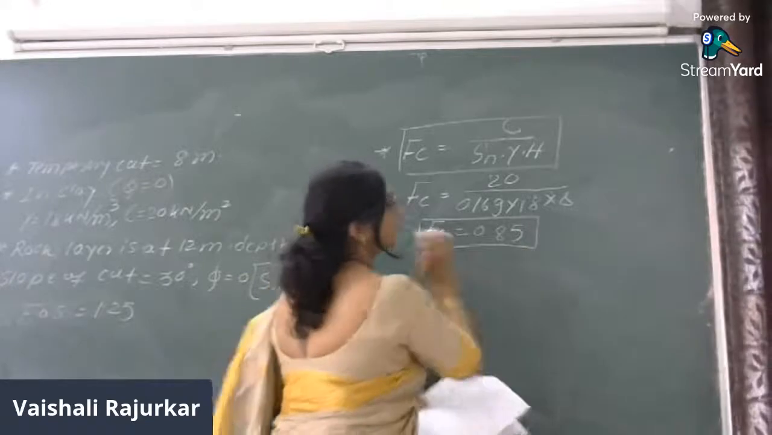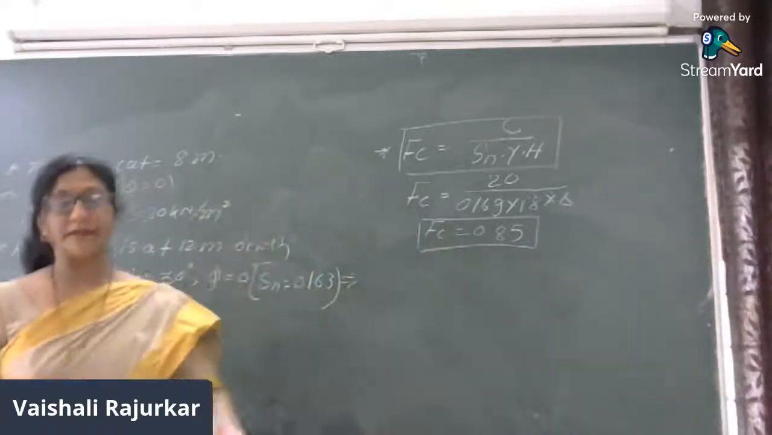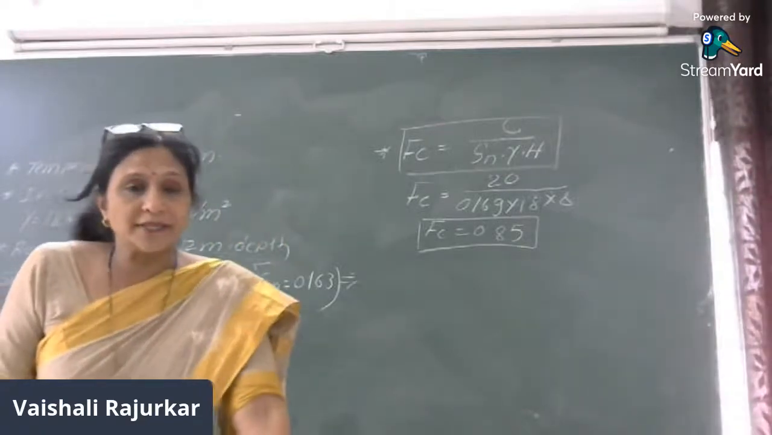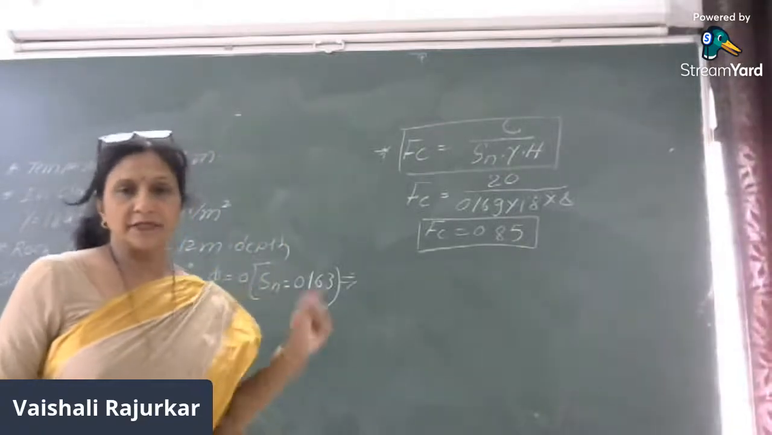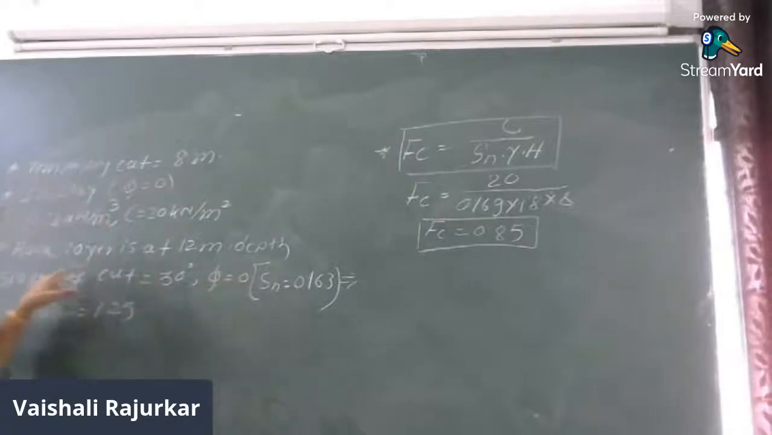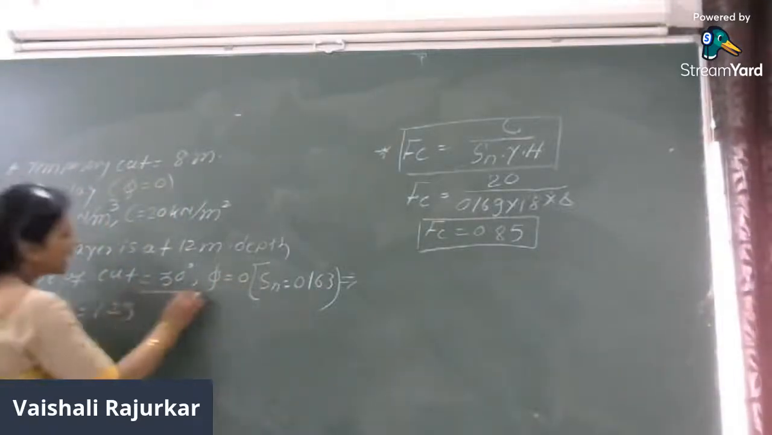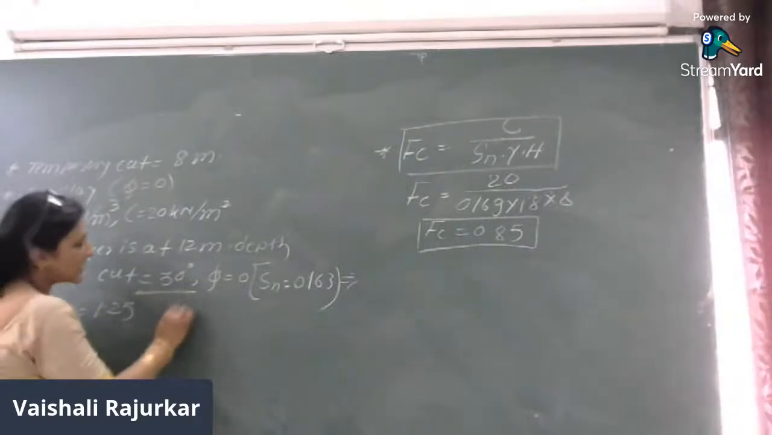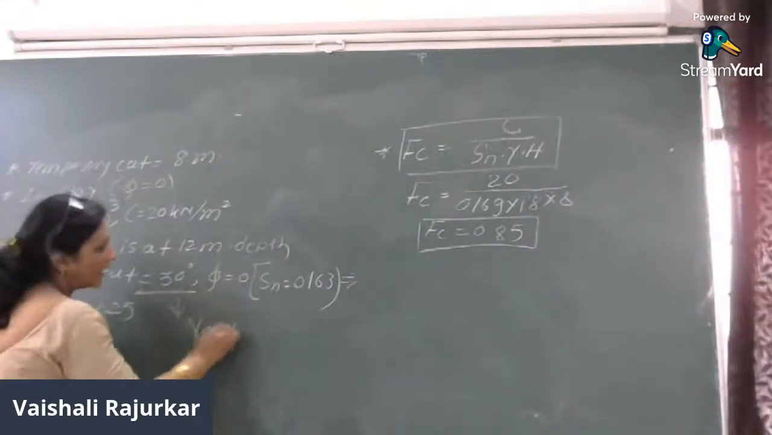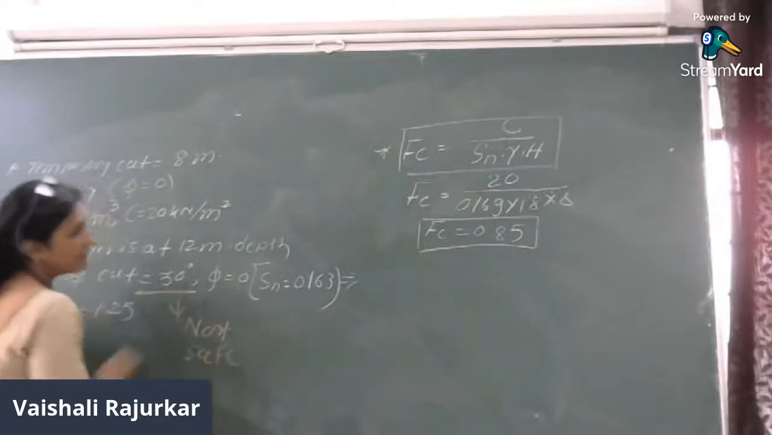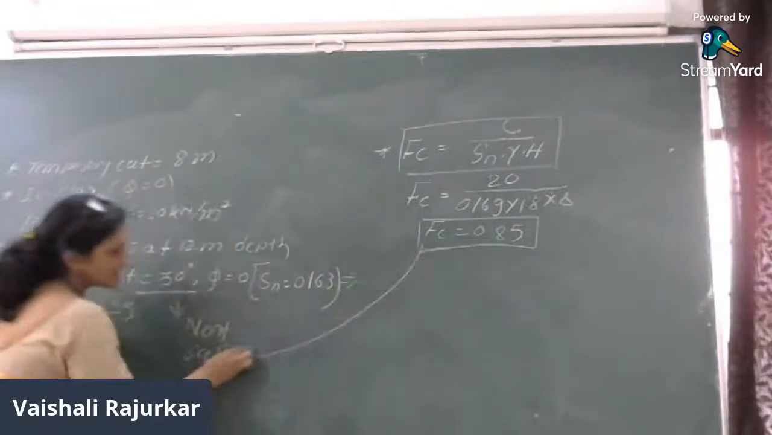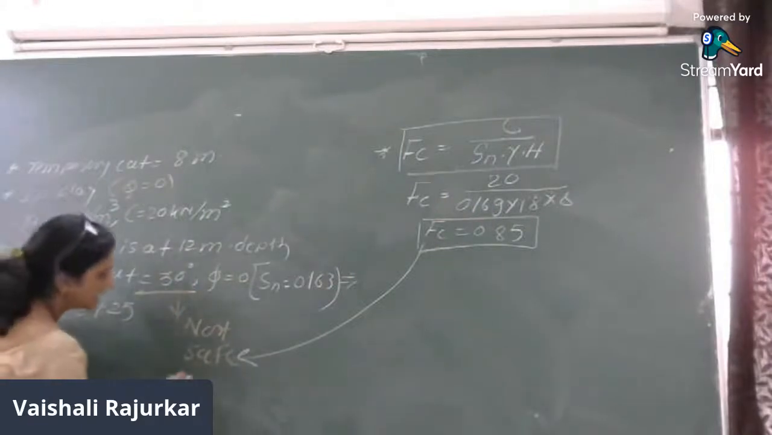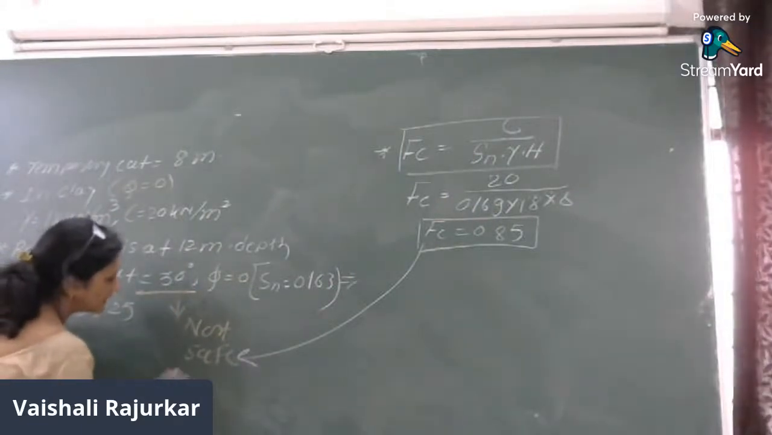Now in this numerical, you have to find out the safe slope. What do you think? Is the slope we have provided safe or not? It is not safe. Why not safe? Because we have calculated the factor of safety, and that factor of safety is 0.85. Is it more than or less than 1?